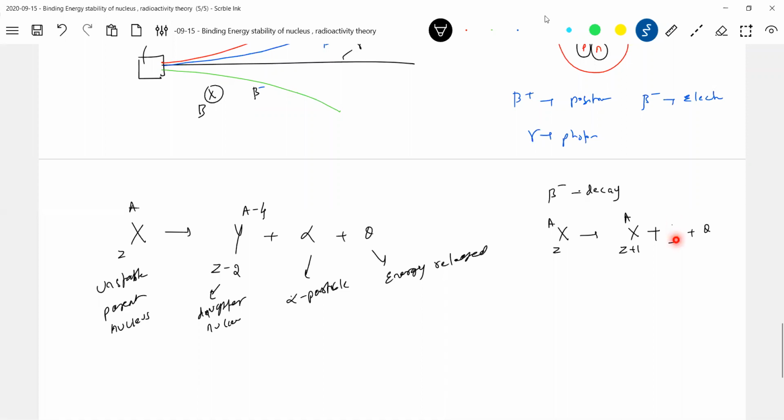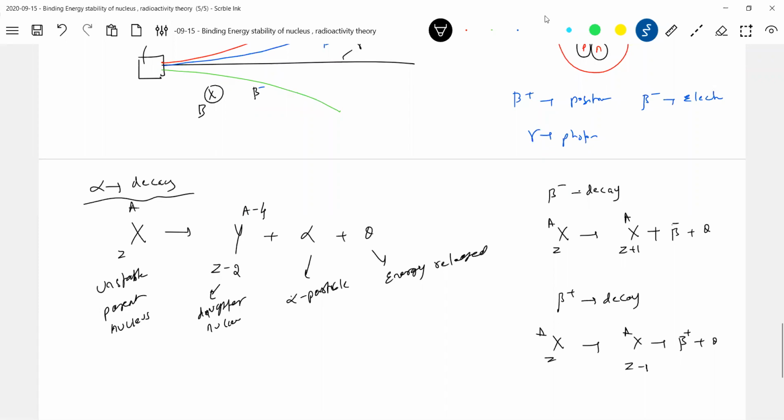If you're getting confused, I'll write it: beta minus is nothing but an electron. Beta plus: the number of nucleons will remain the same, plus Q. So this was the beta decay. This is the alpha decay. We'll discuss in detail. And what about the gamma?